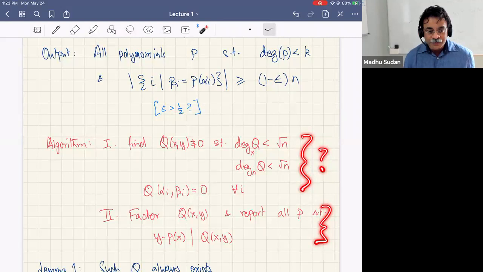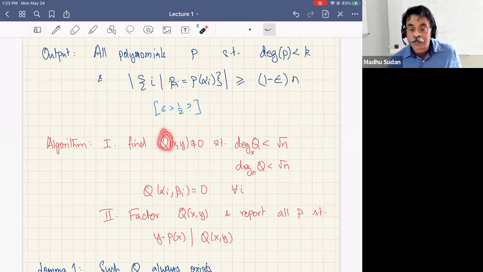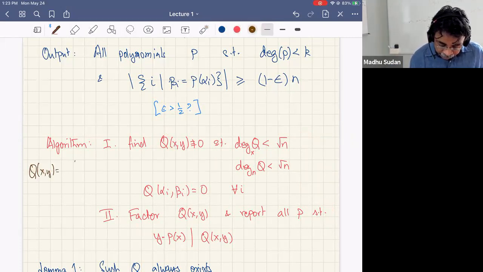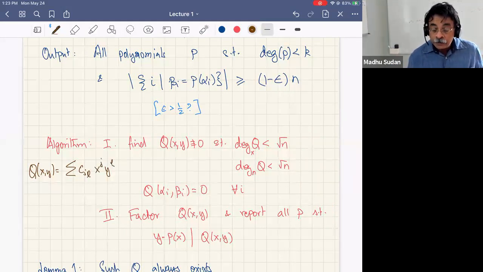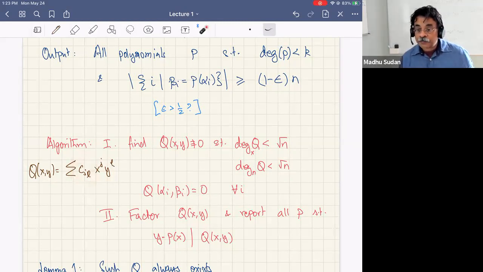Why is it polynomial time? It turns out that this is actually a very, very easy polynomial-time solvable problem. Why? What am I looking for? I'm looking for the coefficients of a polynomial called q. So q of x, y can be written as the summation of c sub jl, x to the j, y to the l. I'm asking us to find the c sub jl's.